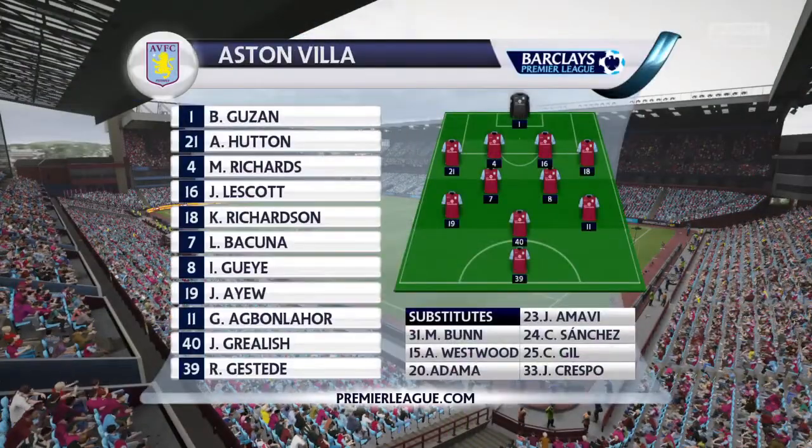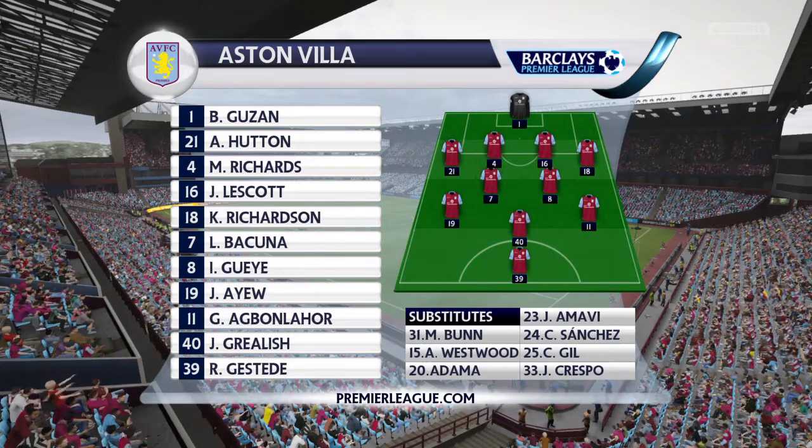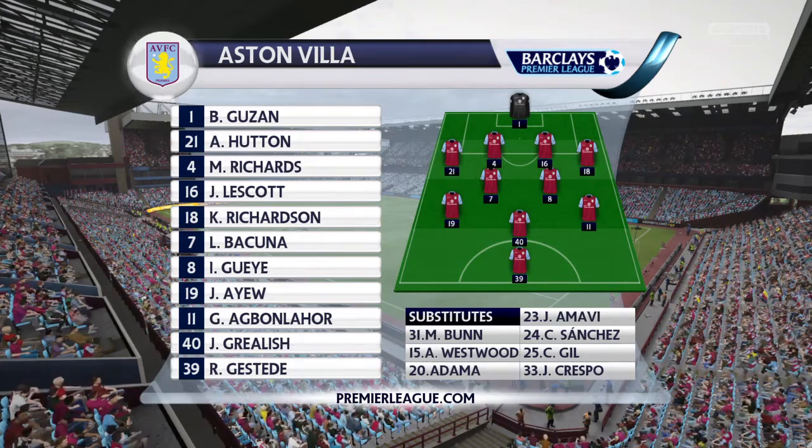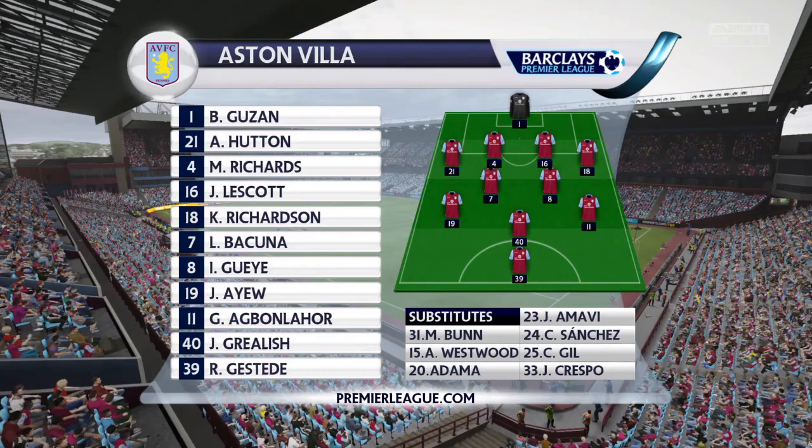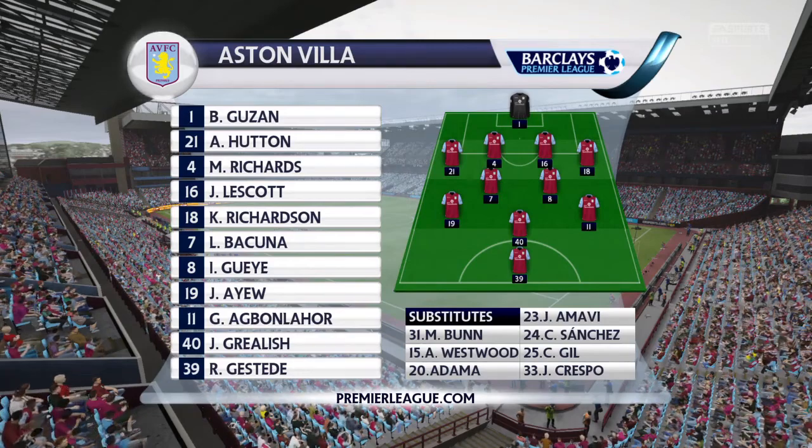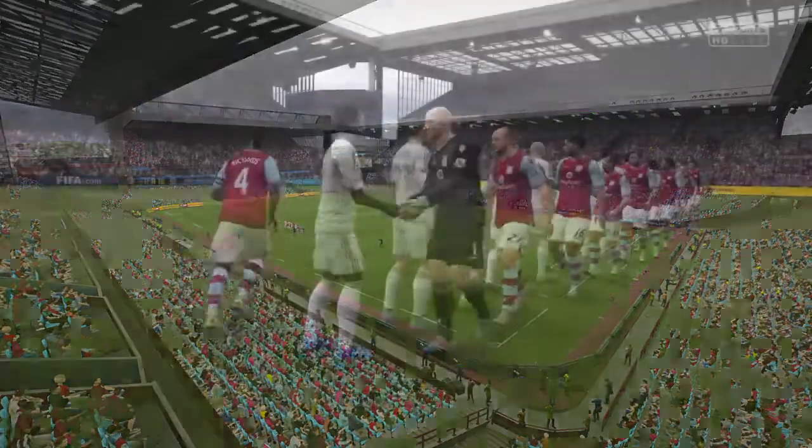Aston Villa team for this game. Brad Guzan starts in goal. Alan Hutton starts with Kieran Richardson as the fullbacks. Leandro Bacuna starts with Idrissa Gueye in central midfield. And they just go with the one striker up front.